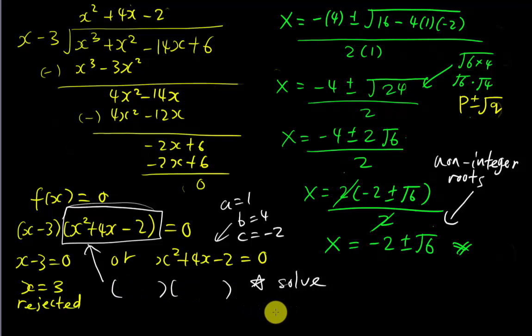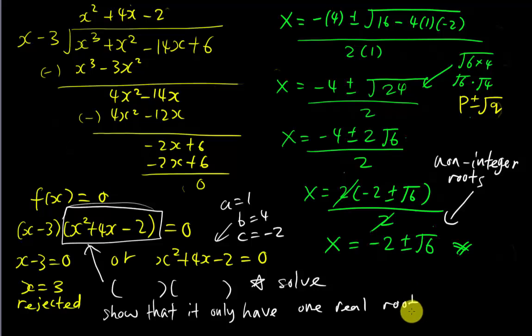Sometimes the question will say, show that f(x) has only one real root. So if you see something like this, the question says show that the f(x) has only one real root. That means the whole f(x) over here only has one answer, which is x equals to 3. That means this quadratic equation cannot be solved.